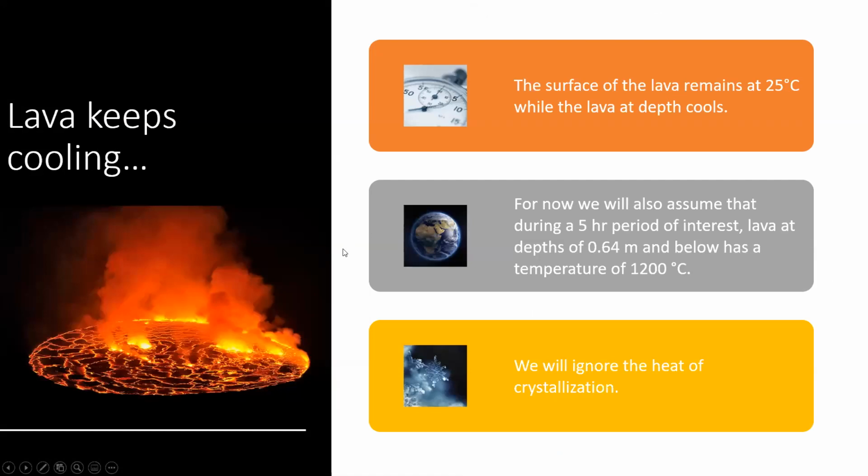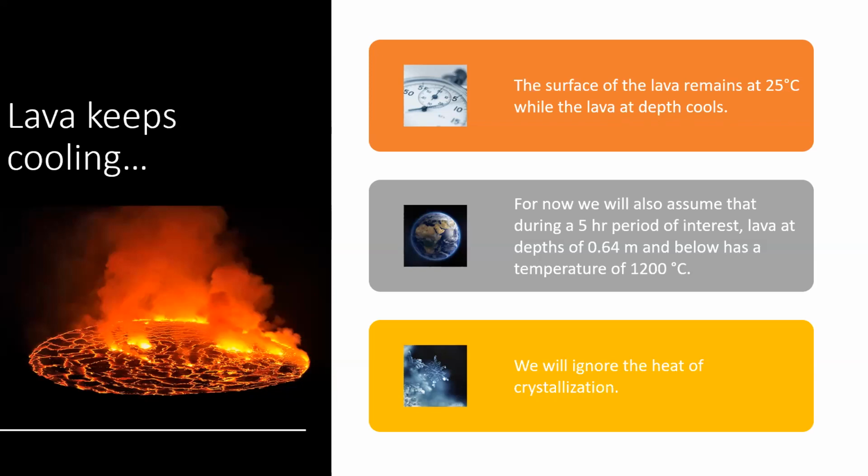So as the lava keeps cooling, the surface of the lava is going to remain at 25 degrees Celsius. Okay, so on the top is going to be 25 degrees Celsius, and the rest is going to cool down, because you have liquid, molten rock. Okay. So now I'm just going to tell you all the assumptions, and then you're going to use this to build the table in Excel.